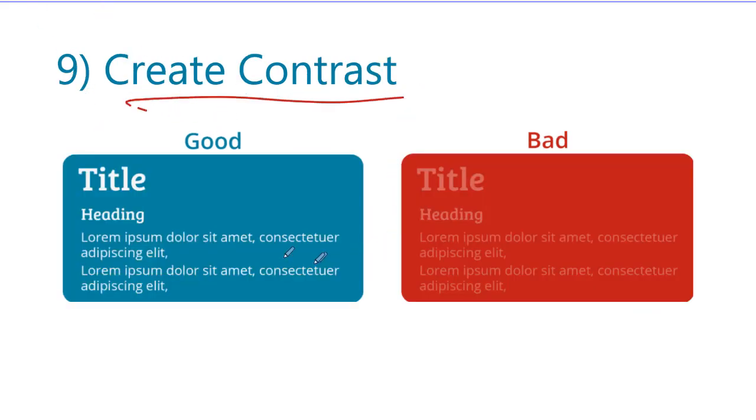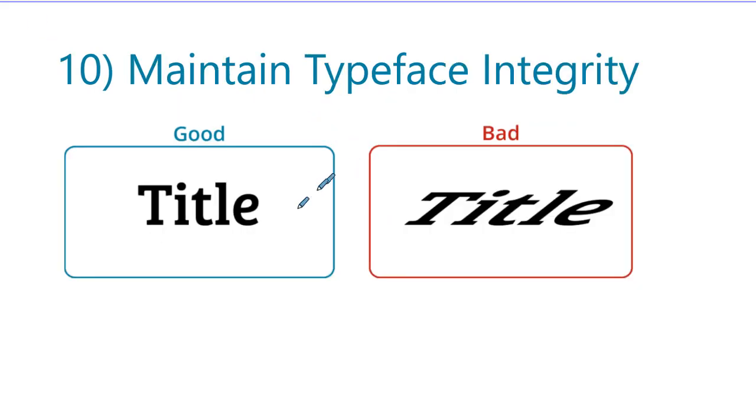Create contrast. Here, if I'm using a colored background, I got a nice white color to contrast with this background color so I can still read the words. This is bad. Look at this. I need to switch colors. This red is very difficult to read on that red background. There's not enough contrast here for this to be legible.